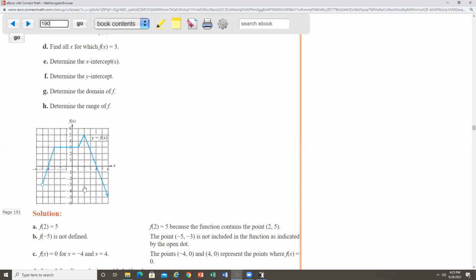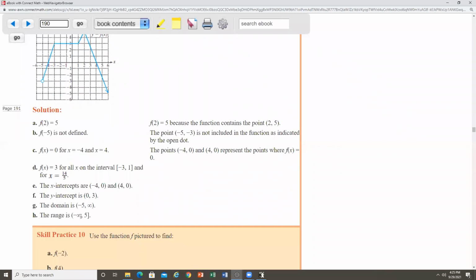Finally, what would be the range? What's the lowest value in the range, since this graph goes down forever? Negative infinity. Negative infinity up to what's the largest y coordinate for any point on the graph? 5. Positive 5. So the range is from negative infinity up to 5 and including 5. There it is: open parenthesis, negative infinity, comma, 5, closed bracket. Is that making sense for that problem?